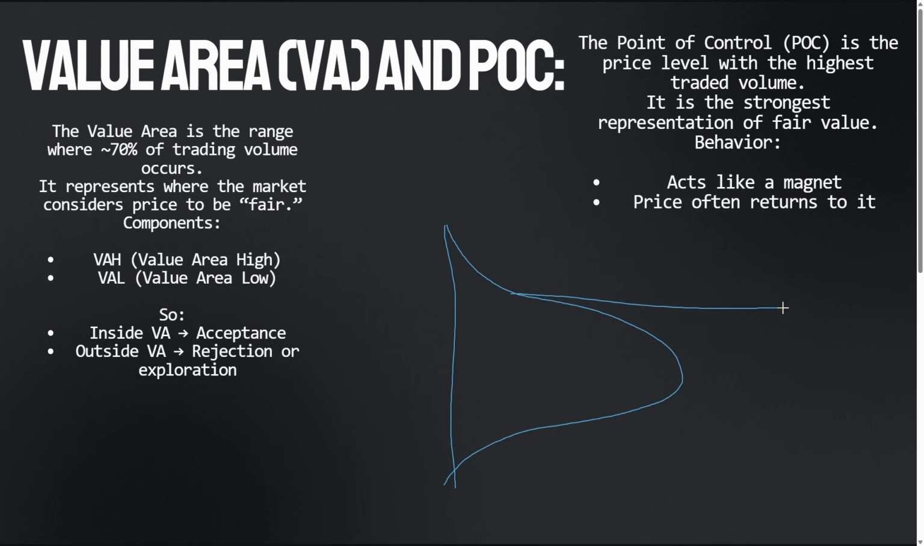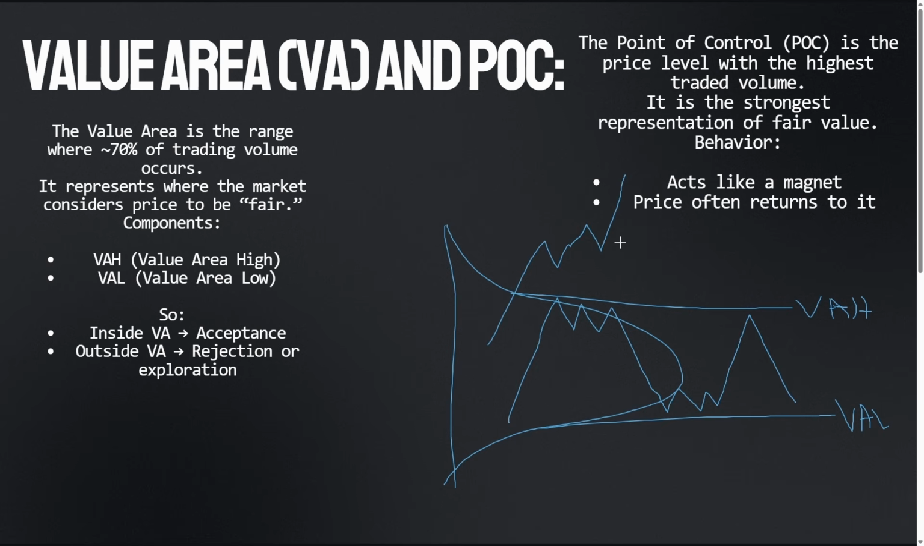In a perfect distribution, you have your value area high, you have your value area low, which is the low of the value area, and obviously the value area high is the top of the value area. You find the highs overall being formed around here, and then you find the lows being formed around here. So if we're inside the value area, we have some acceptance of price, and if maybe we're trading outside the value area, we have some rejection or exploration. So maybe we reject off of it, and then we continue to explore prices.